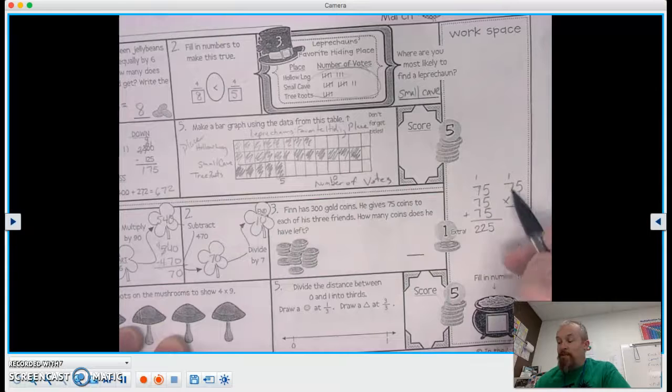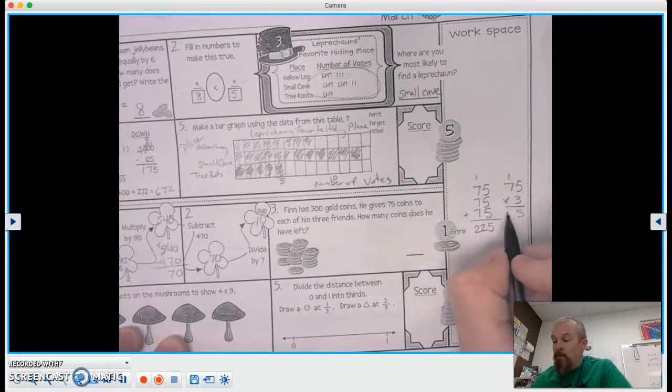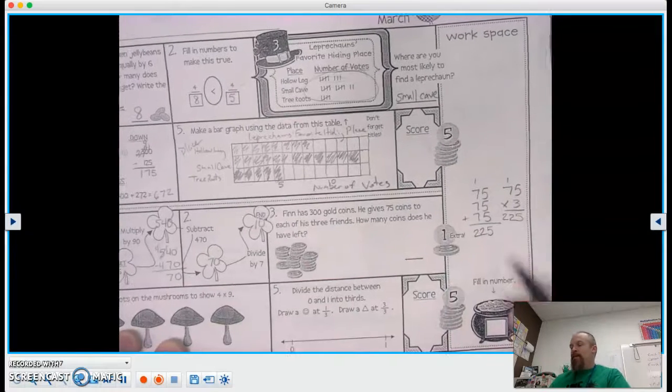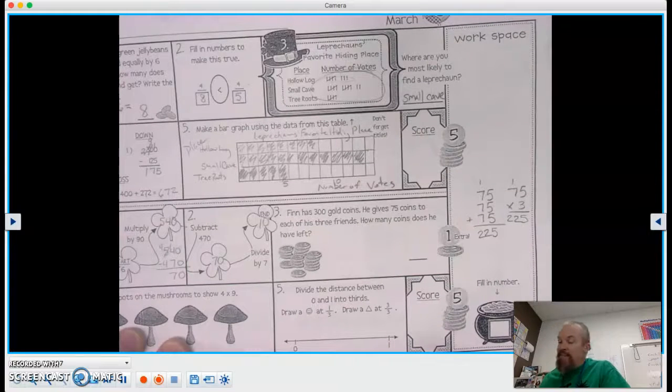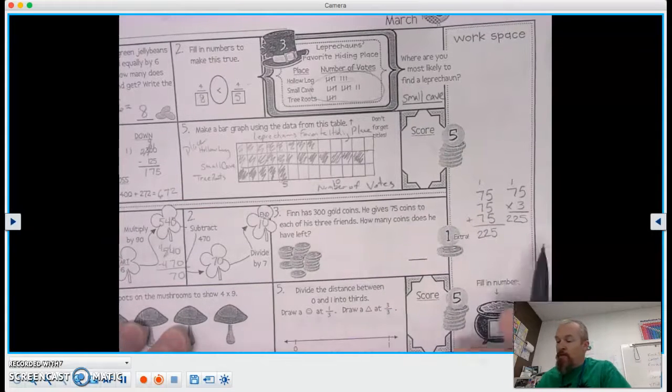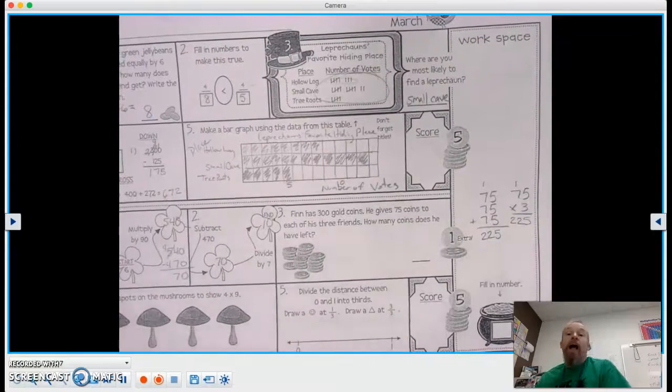7 times 3 is 21, plus 1 more is 22. Hey, really the same thing, right? This was actually just a little bit less work. There's 3 5s, 5, 10, 15. 7 and 7 and 7 is 3 times 7. So that's 225. That is our answer, right?